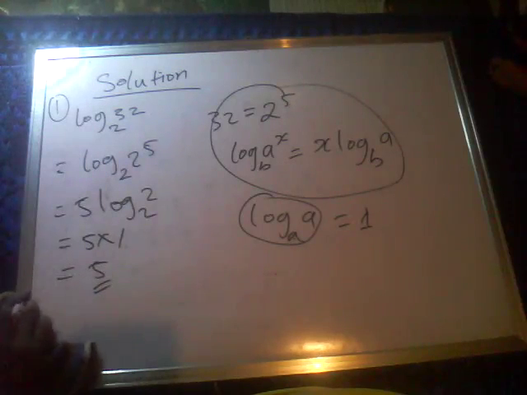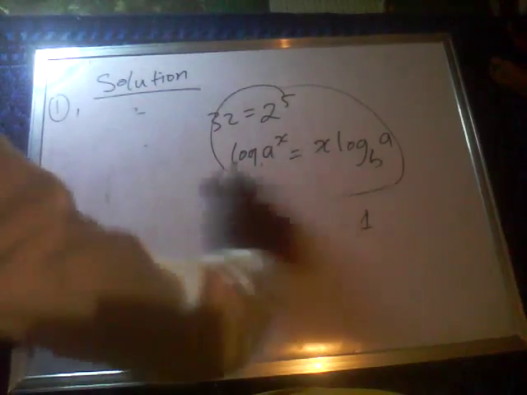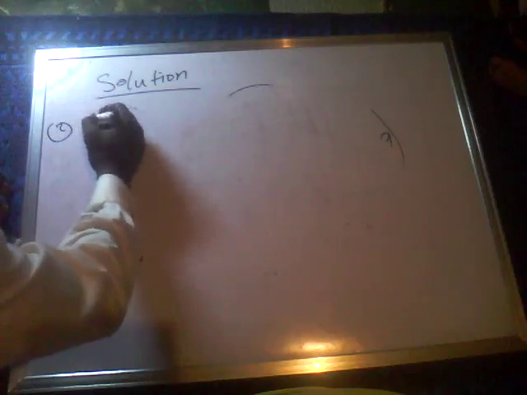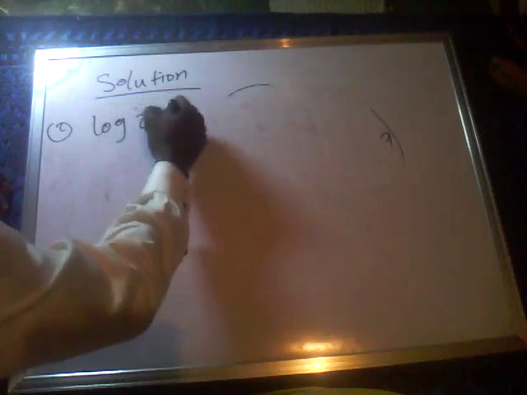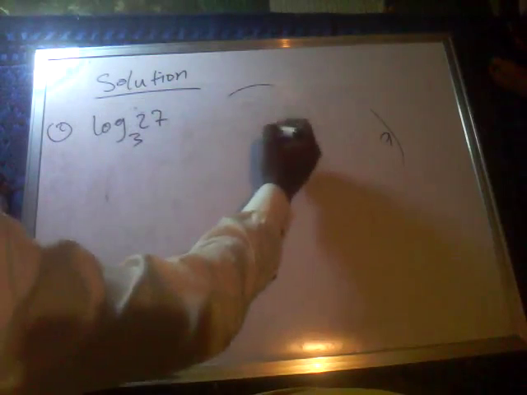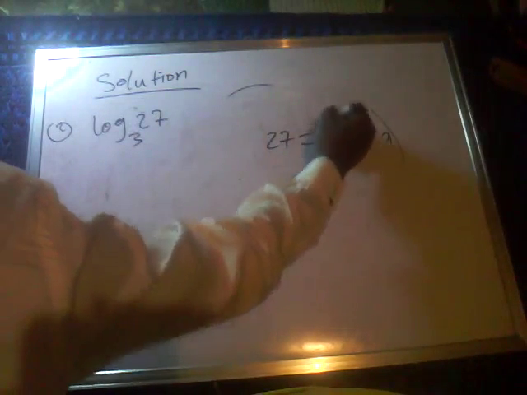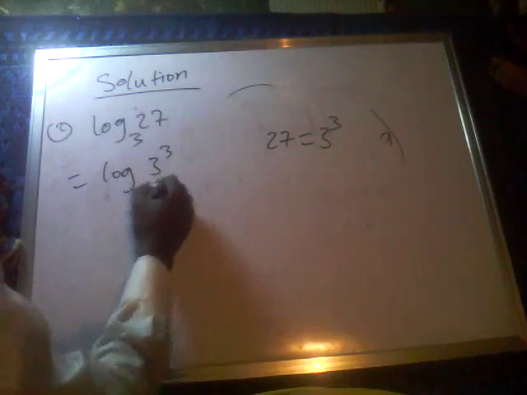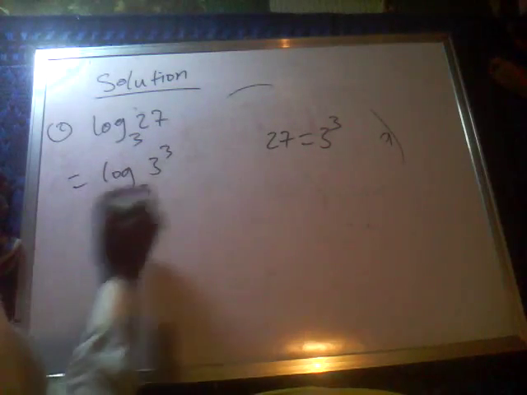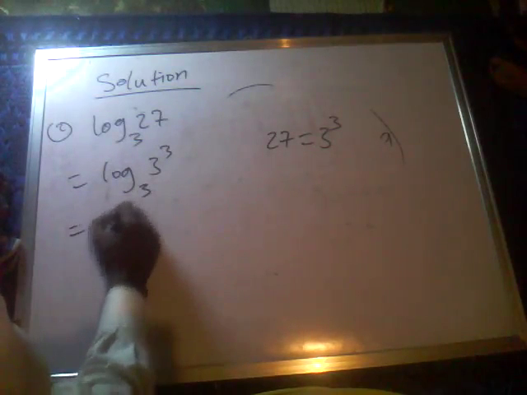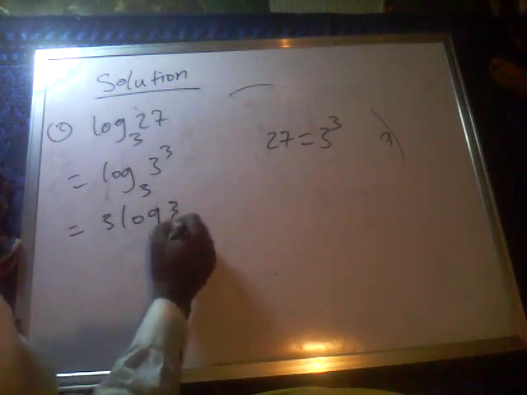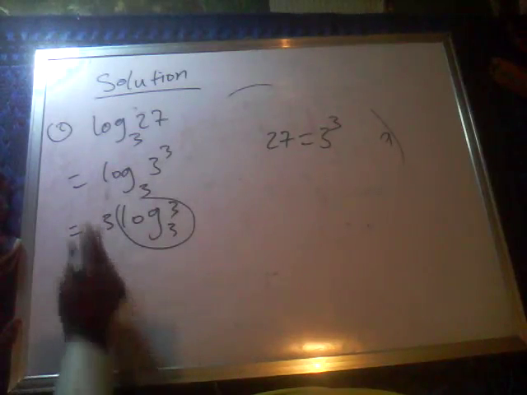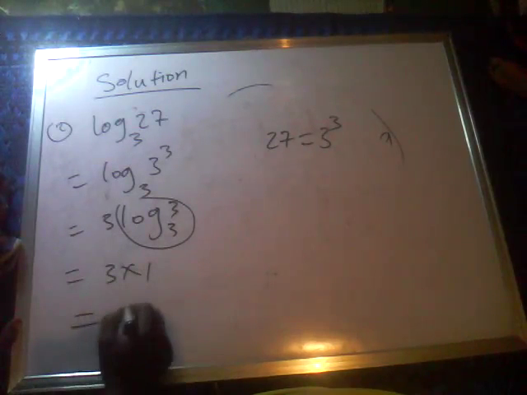Now let's move on to number 2. Number 2 says log 27 base 3. Now we also need to understand that 27 is equal to 3 raised to power 3. So we have log 3 raised to power 3 to base 3. Now applying the same law, we have 3 log 3 to base 3. And we know that log 3 base 3 is equal to 1, so that is 3 times 1, and that gives us 3.